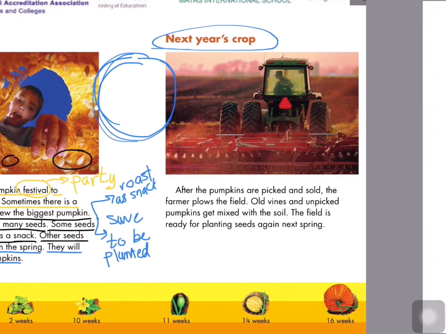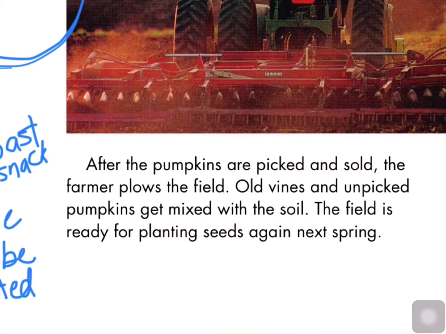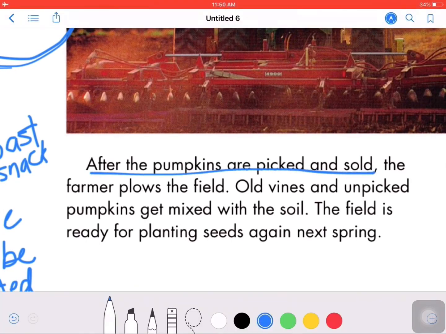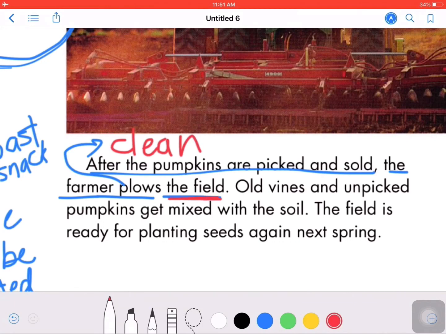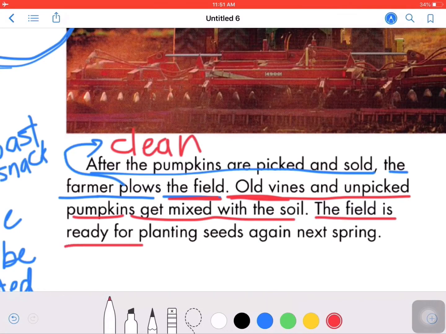Here, after the pumpkins are picked and sold, what happens? The farmer plows the field. Plows means to clean the field. The field also here means the farm. So he cleans the farm. Why? What did he remove, what did he put? Old vines and unpicked pumpkins get mixed with the soil. The field is ready for planting seeds.